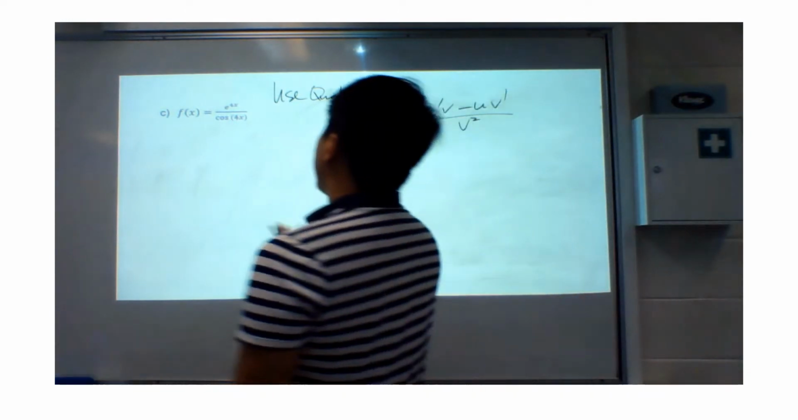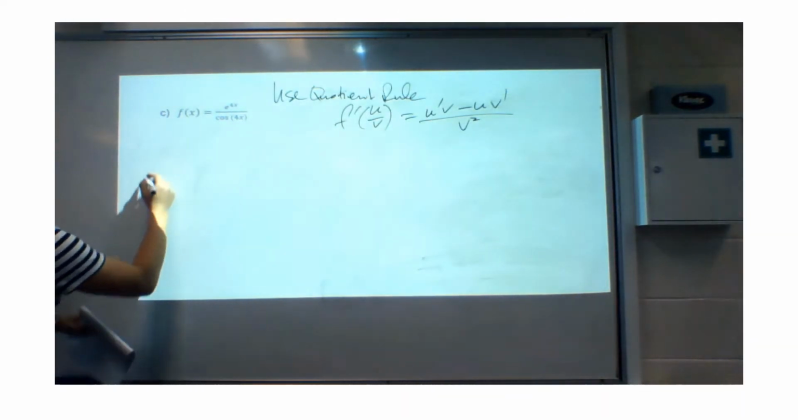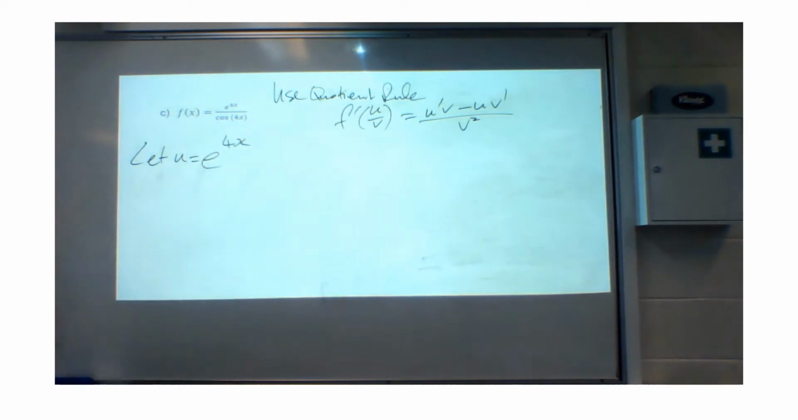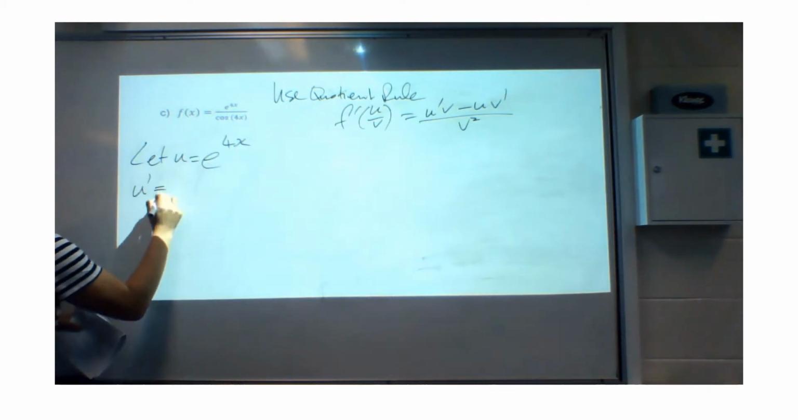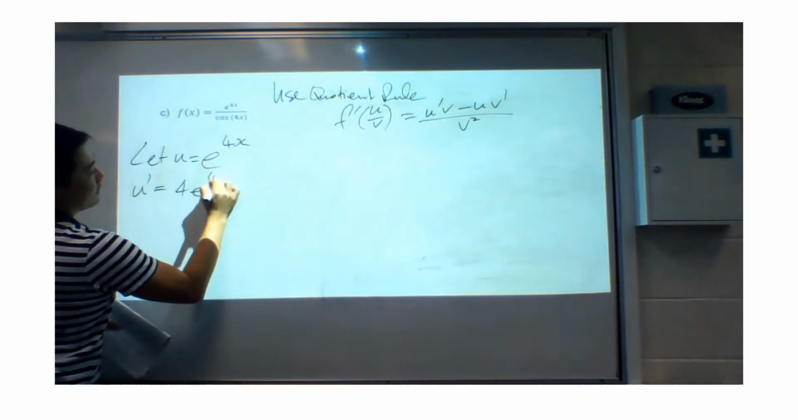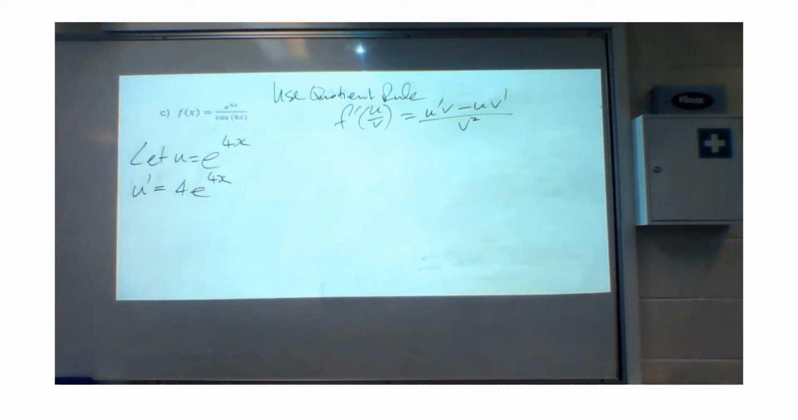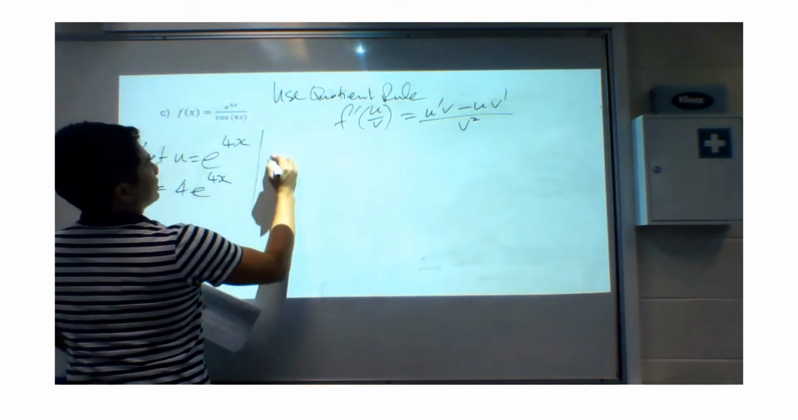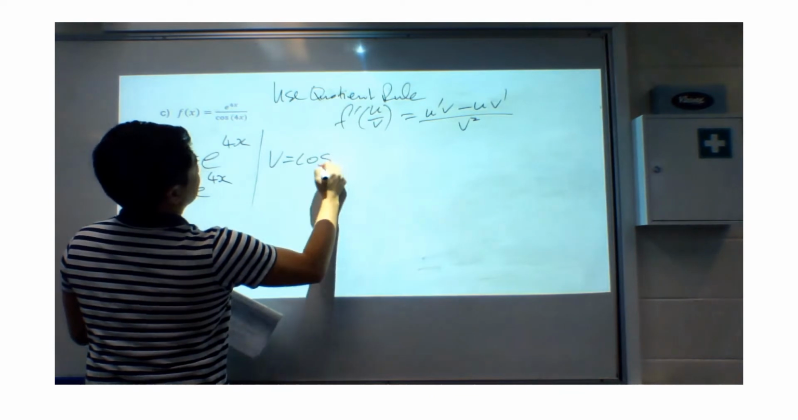Okay? So we're going to call the top bit u. So we're going to let u equal e to the power of 4x. And if you differentiate u, you're going to get 4e to the power 4x. I'm not going to slow down on how to differentiate those things. You should have done that to death. And then I'm going to let v equal the bottom bit, cos 4x.